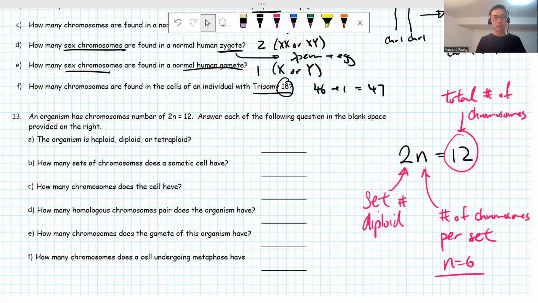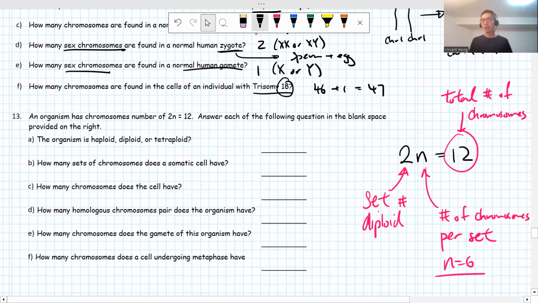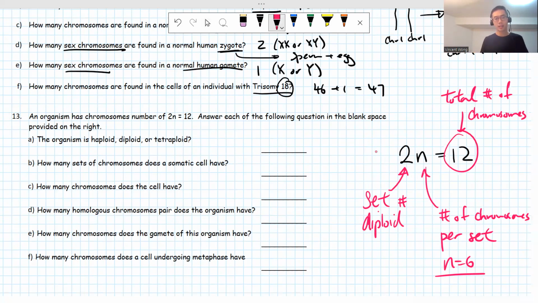Okay, let's take a look at the question then. It asks whether the organism is haploid, diploid, or tetraploid. Actually, it says right here that it is diploid because it has 2 sets. If it's 3, then it will be triploid. If it's 4, then it's tetraploid. This is just 2, so it's a diploid. How many sets of chromosomes does a somatic cell have? A somatic cell is like a bodily cell. That would be 2 sets.